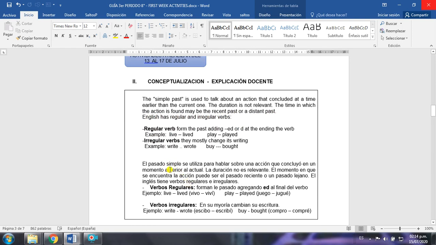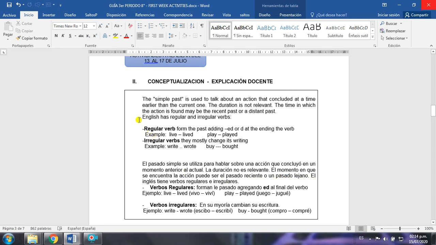Bien. El pasado simple se utiliza para hablar sobre una acción que concluyó en el momento anterior al actual. La duración no es relevante. El momento en que se encuentra la acción puede ser el pasado reciente o un pasado lejano.